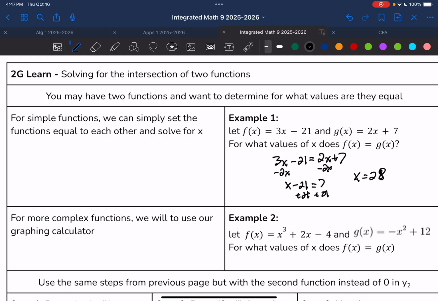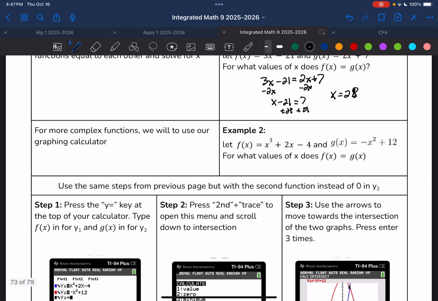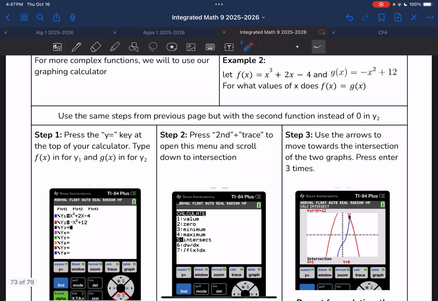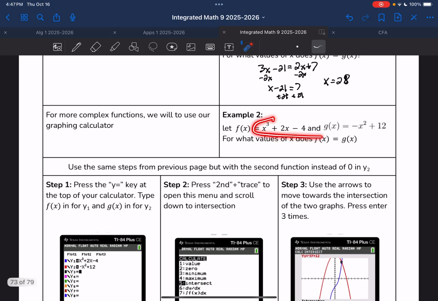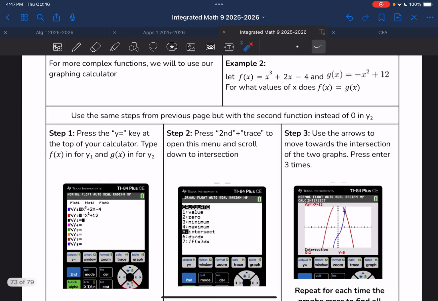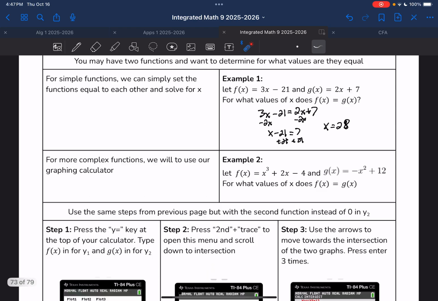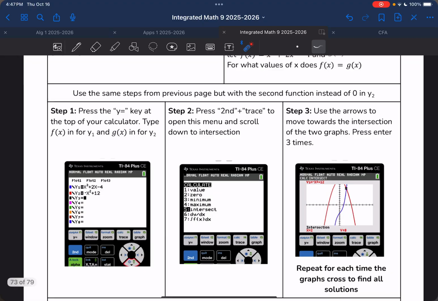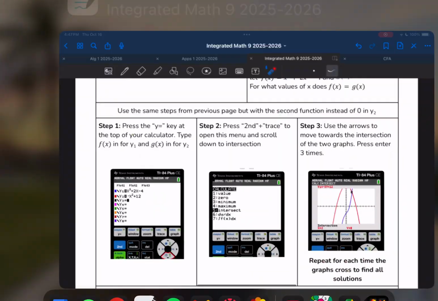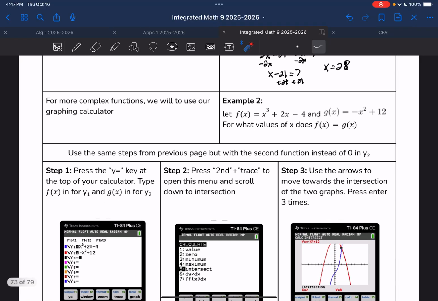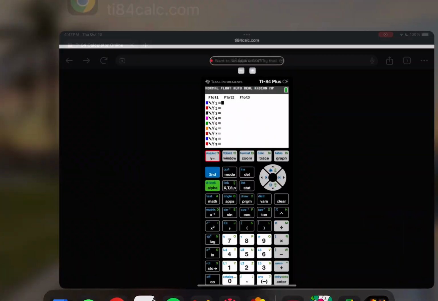But for more complex functions, for example a cubic function and a quadratic, it will be more difficult to determine where that happens just by setting the two equal to each other. So an alternative is to use our graphing calculator. Very similar to what we did yesterday, we put the first function in y1. In this case, it's x cubed plus 2x minus 4.